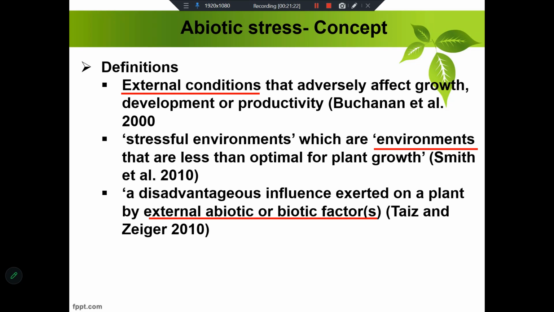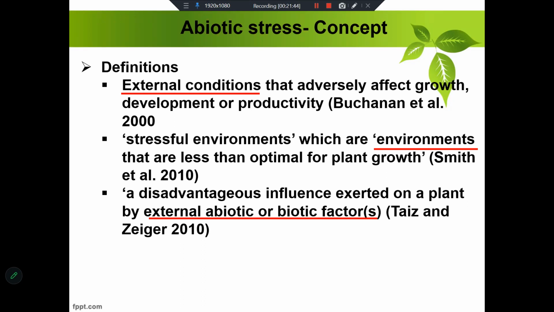Again, it talks about the external biotic or abiotic factors. So you can see one thing common in all these three definitions. They are talking about something going on externally to the plant. So abiotic stress is related to the external changes in the plant. Externally there are different changes in the environment.